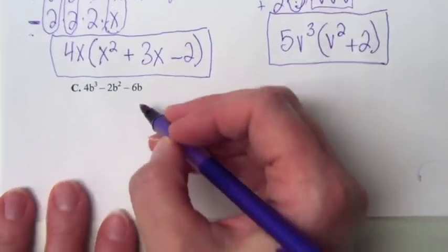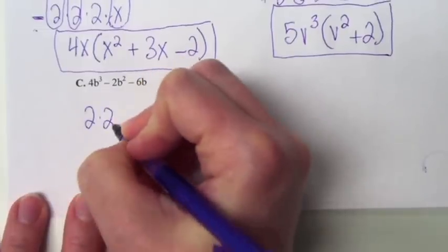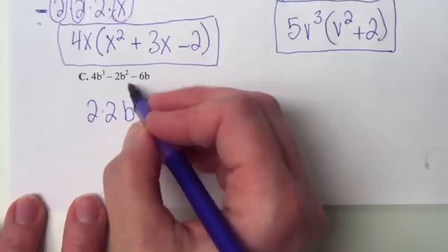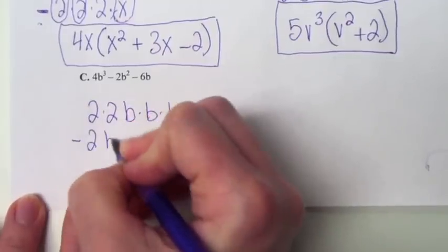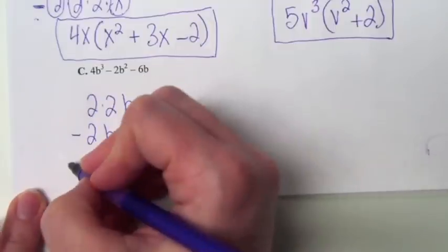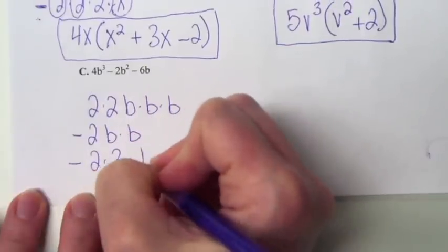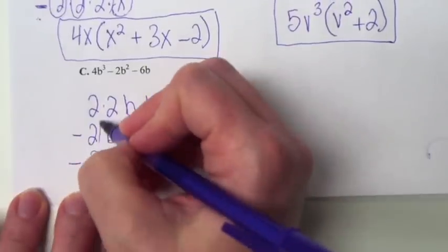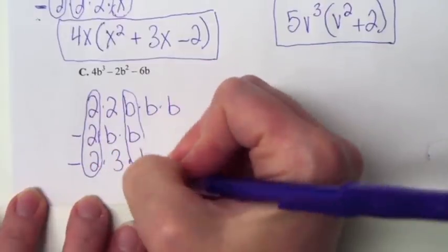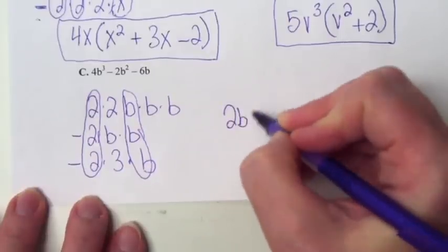The last one, we have 4b cubed. So 4 breaks down into 2 times 2, and then we have b times b times b. The next term is negative 2b squared, so we have negative 2 times b times b. Then we have negative 6, so that's negative. 6 breaks down into 2 times 3, times b. So if you look and see what we have in common, we have a set of 2's in common and a set of b's in common. There's nothing else in common, so that's our greatest common factor, which is 2b.